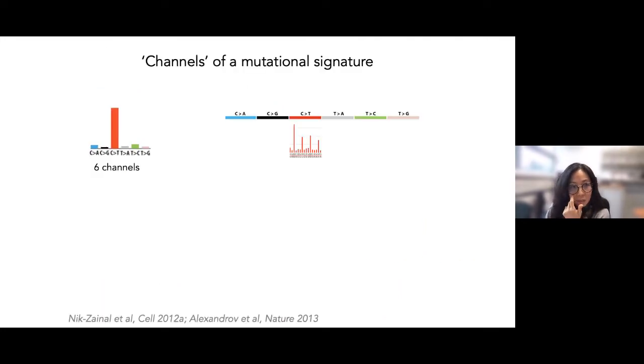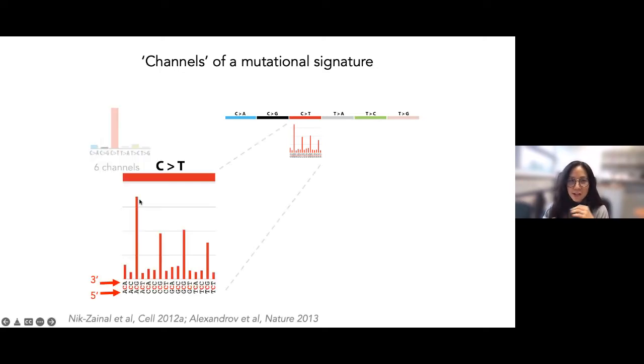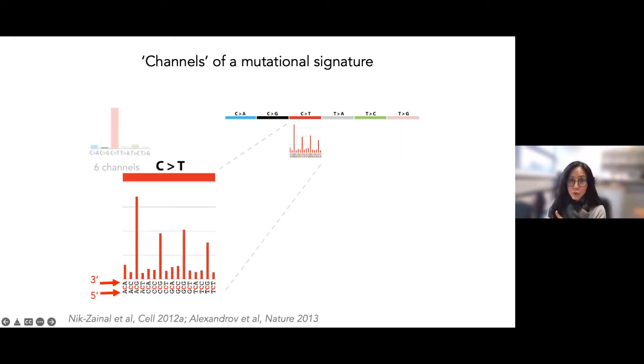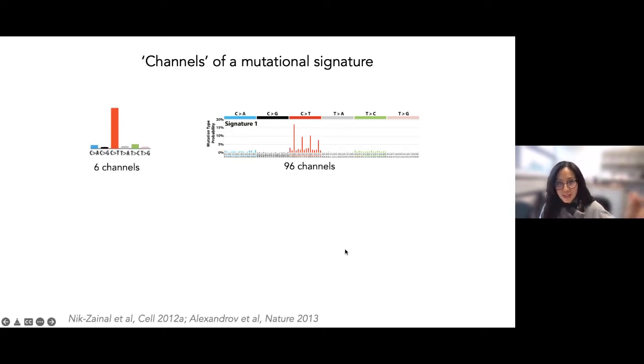Okay, so let me just tell you a little bit about what a signature looks like, because I showed you this version of mutation counts, which is the six main channels, and there's six channels because these are the six types of base substitutions. But in fact, you could go a step further and take a little bit more information into account. You can take into account the neighbors, so the 5' base and the 3' base, of which there are four possibilities each, ACGT and ACGT. And so 4 by 4 is 16. 16 multiplied by 6 gives you 96 channels. The signature is the entire 96 channel pattern. And it has certain dominant characteristics, which we'll go to shortly. But the point is that the signature is actually the whole thing.